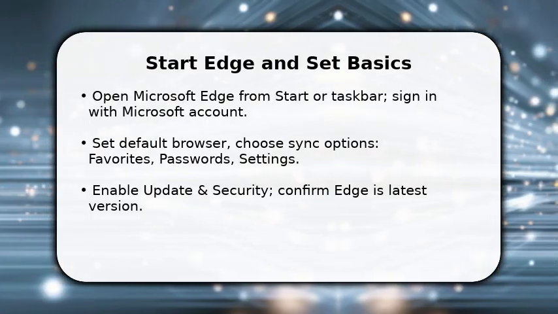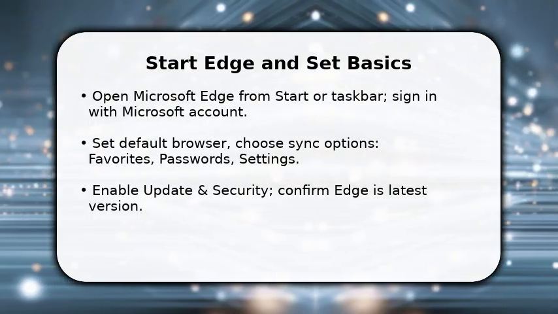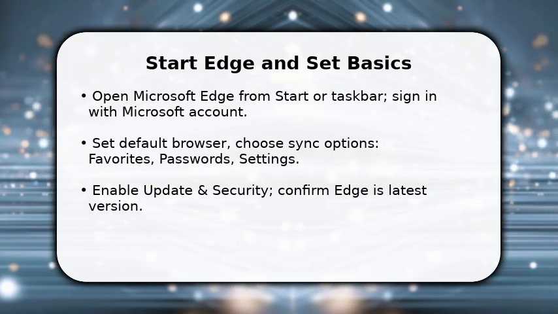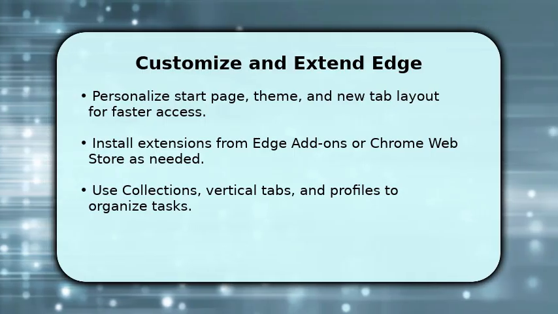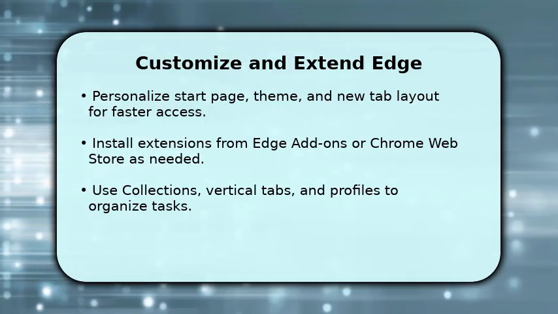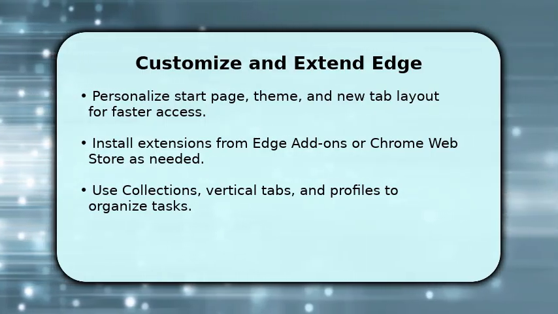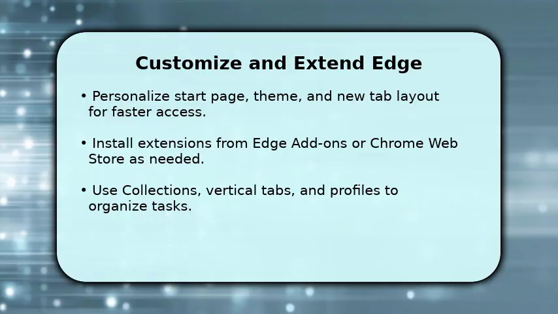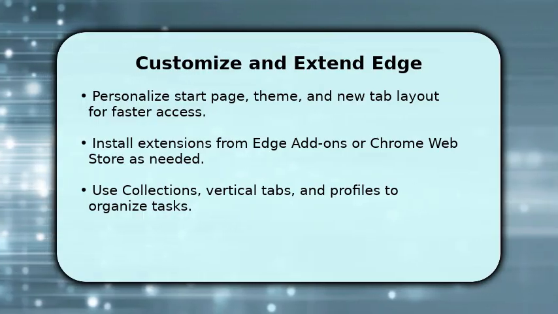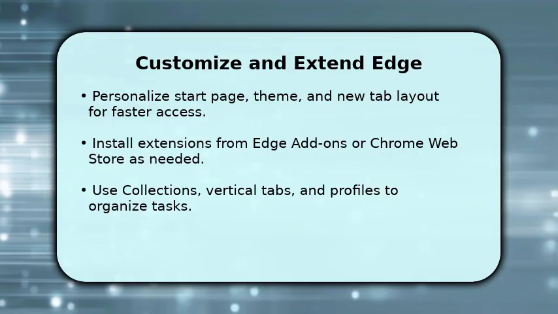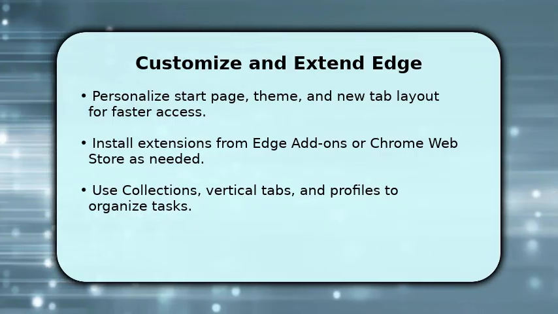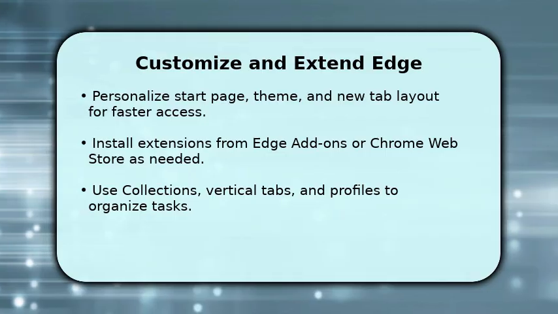Now that the essentials are in place, you're ready to customize browsing behavior to match your workflow. Next, customize Edge to make it efficient for how you work. Change your start page and new tab layout so frequently used links and news are one click away. This saves time. Add extensions for ad blocking, password management, or productivity, and remember you can use Chrome Web Store extensions after enabling that option.